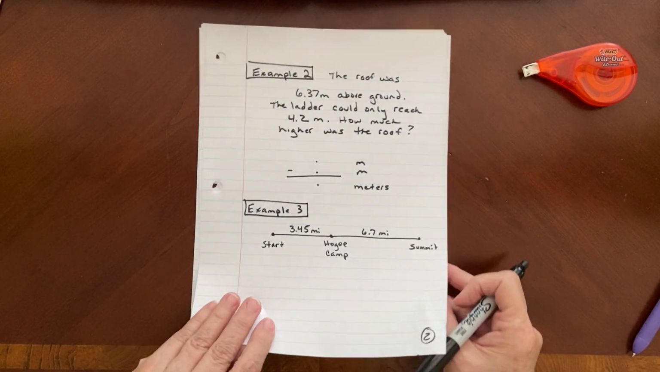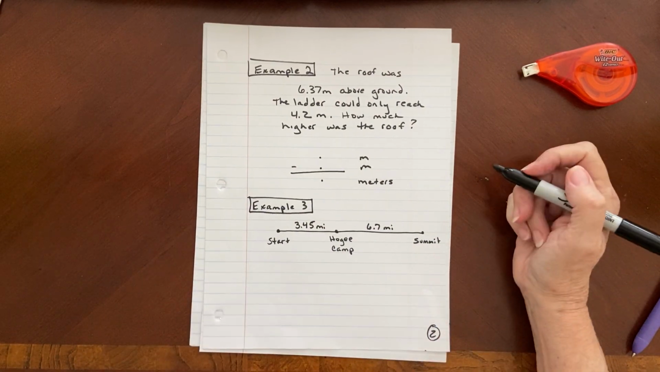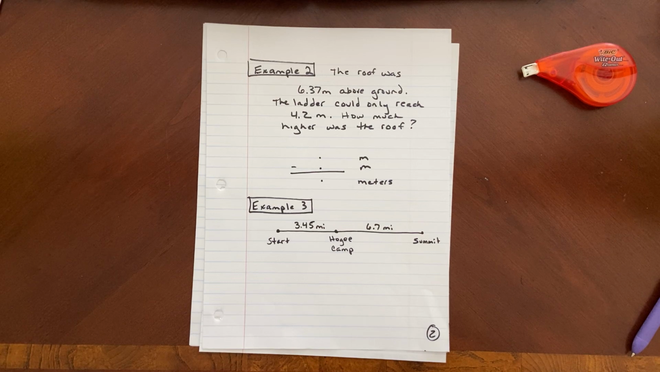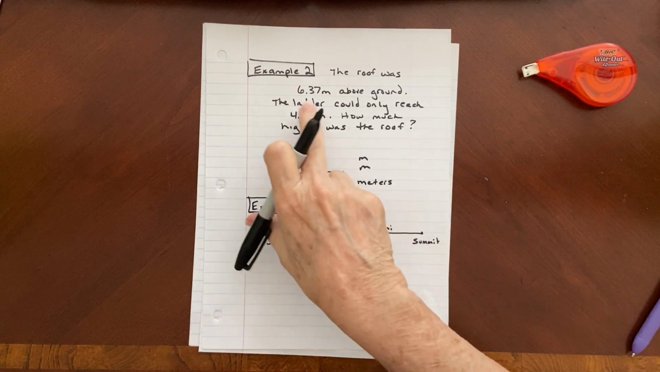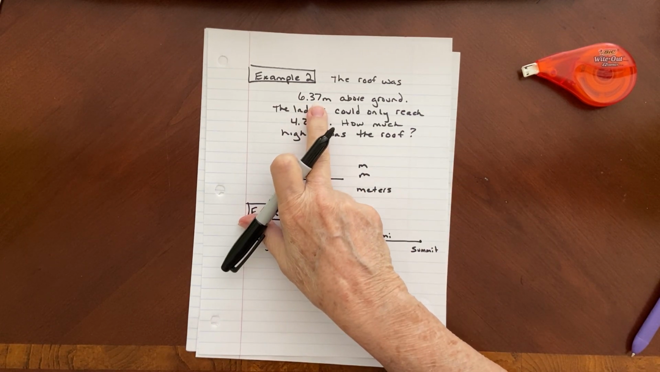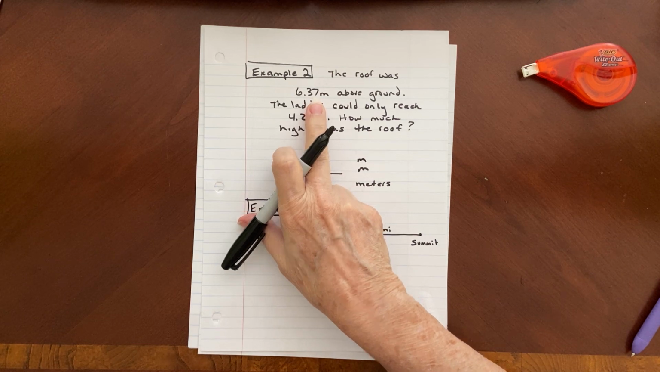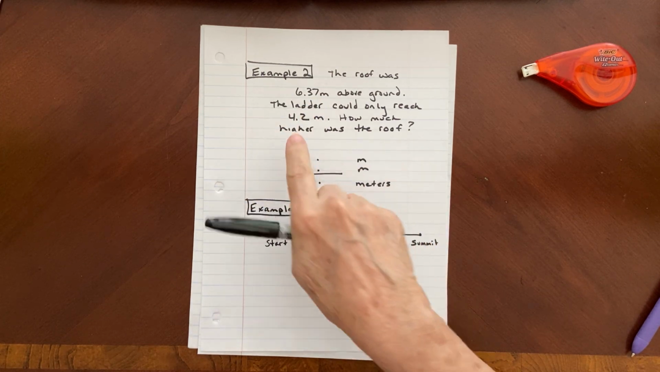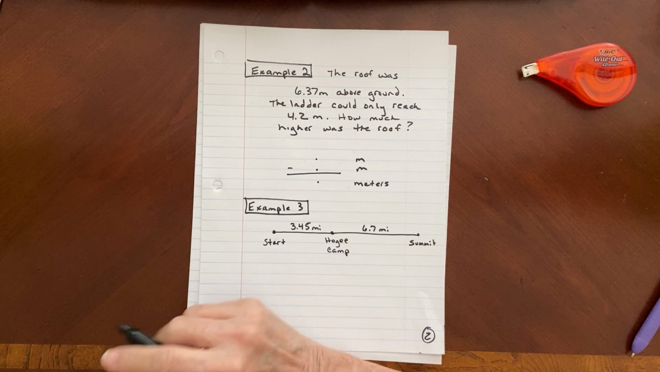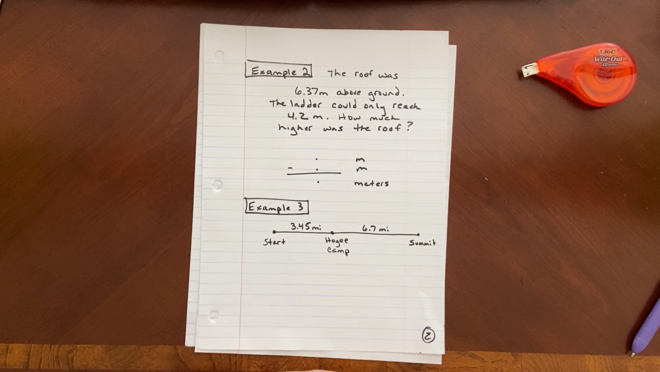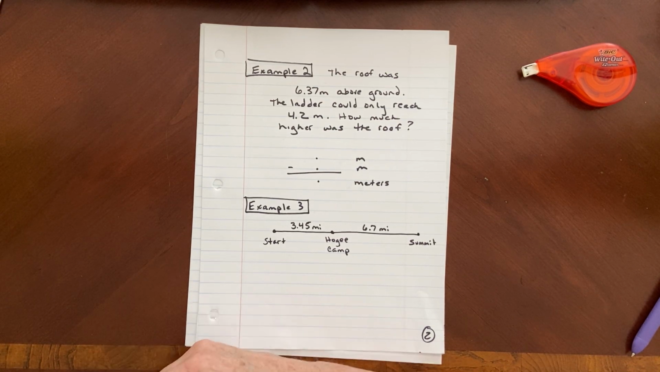Example 2. They've got a ladder, and it's not quite tall enough. So the roof is 6 3/700 meters above the ground. The ladder could only reach 4 2/10 meters. So they want to know how much higher was the roof than the ladder.